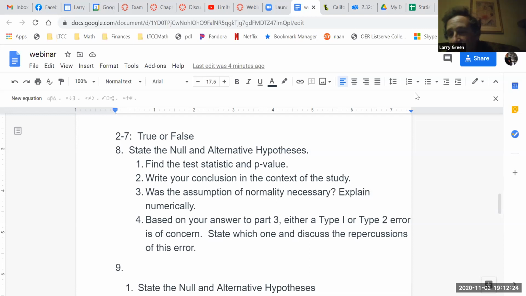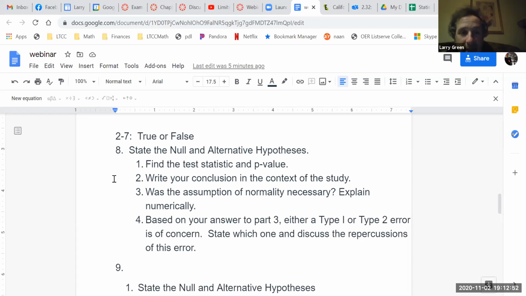Okay, so let me go through the next one. Question number 8 gives you a paragraph. Just a second, I've got the hiccups. So it gives you a paragraph. And then it says, state the null and alternative hypotheses.